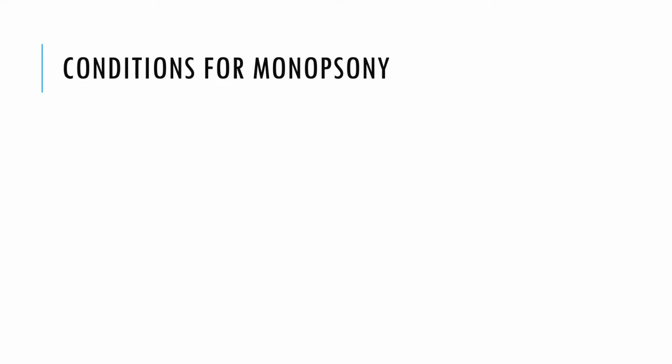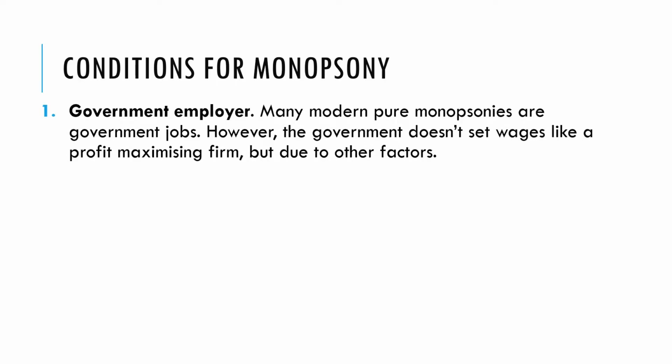So let's have a look at some of the conditions we potentially need to have a monopsony. When there's one buyer of something in the market, well, often this is the case in the government or the public sector. For example, if we think of something like nursing, the government is normally the only employer. So they have a lot of bargaining power over the wages that they can agree to pay nurses.